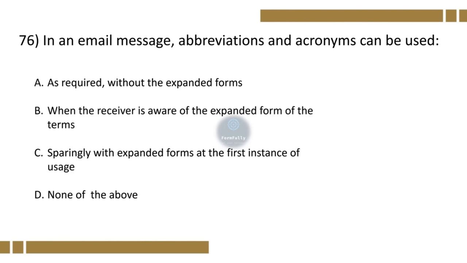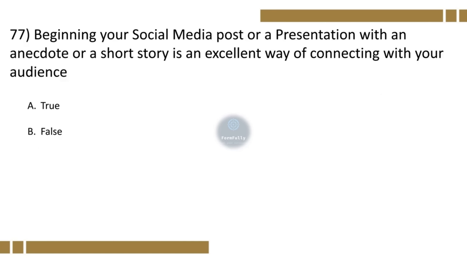Question 76. In an email message, abbreviations and acronyms can be used: Option A. As required without the expanded forms. Option B. When the receiver is aware of the expanded forms of the terms. Option C. Sparingly with expanded forms at the first instance of usage. Option D. None of the above. And the correct options are B and C. Question 77. Beginning your social media post or a presentation with an anecdote or a short story is an excellent way of connecting with your audience. Options are true or false, and the correct option is true.